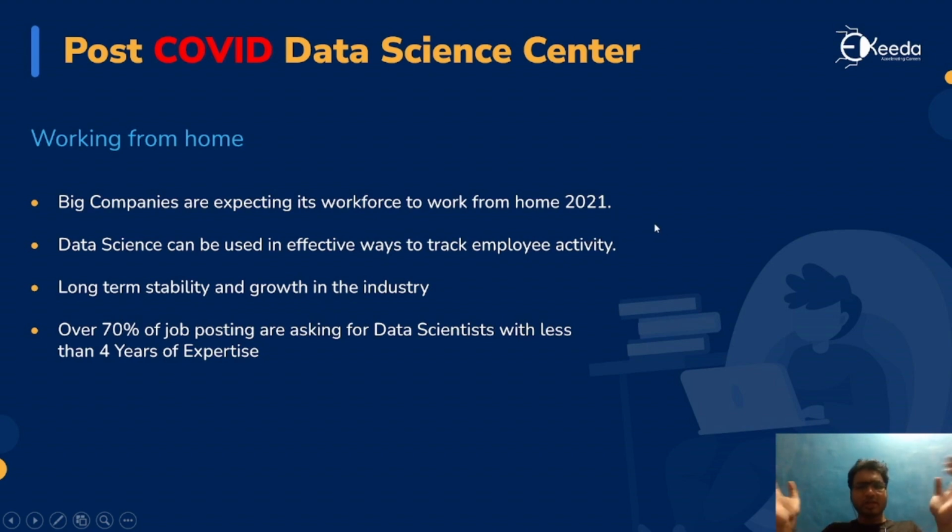Okay, so in 2021, actually, we have seen big companies have allowed their employees to work from home, even if COVID was not at peak, because they can see the productivity level of employees. So data science can be used in effective ways to track employee activity.